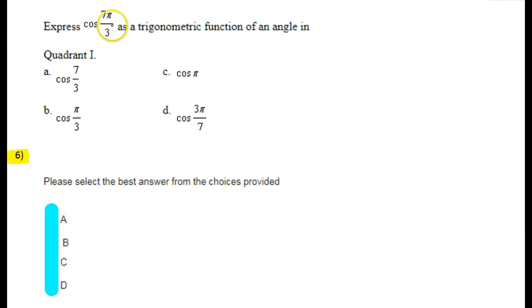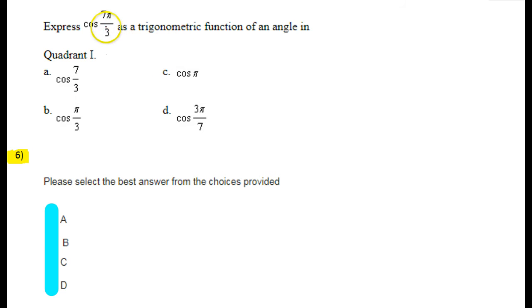Express cosine 7 pi over 3 as a trigonometric function of an angle in quadrant 1. In other words, cosine 7 pi over 3 is the same as which one of these in quadrant 1? Alright, so first thing you need to understand is reference angle.